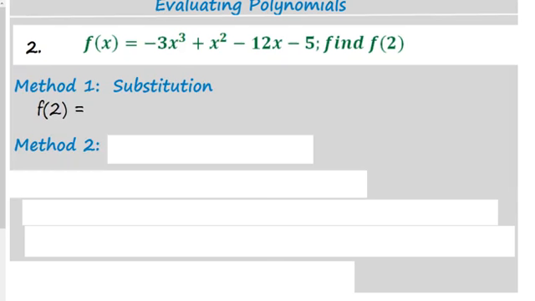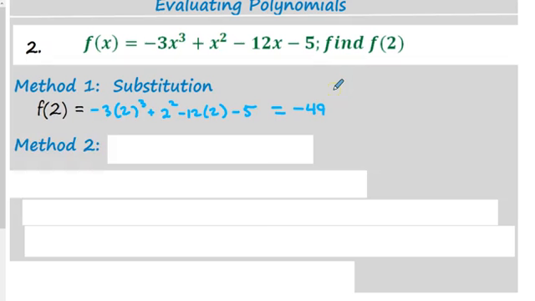So let's plug in 2 everywhere we have an x. So we have negative 3 times 2 cubed plus 2 squared minus 12 times 2 minus 5. And we're just going to compute that, and for that I got negative 49.